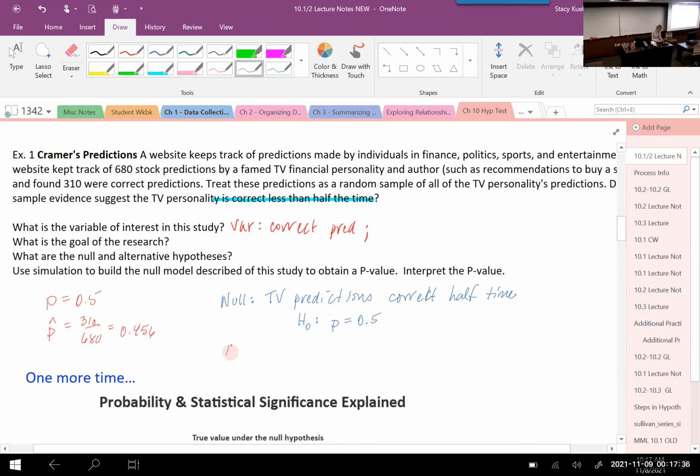And the alternative is that the TV predictions are correct less than half the time. So H sub A is P is less than 0.5.